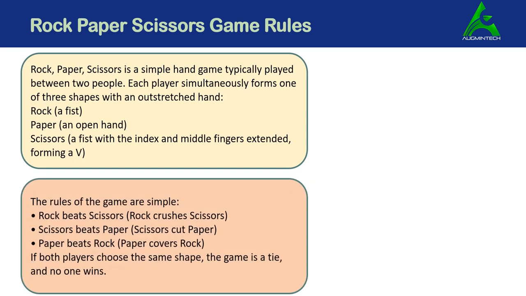And then let's have a look at the rules of the game. The rules of the game are very simple. Rock beats scissors, that is rock crushes scissors, and then scissors beats paper, that is scissors cut paper, and then paper beats rock, that is paper covers rock. And if both players choose the same shape, the game would be a tie, it would be a draw, and no one wins.